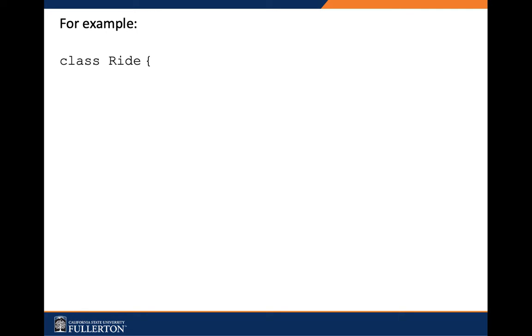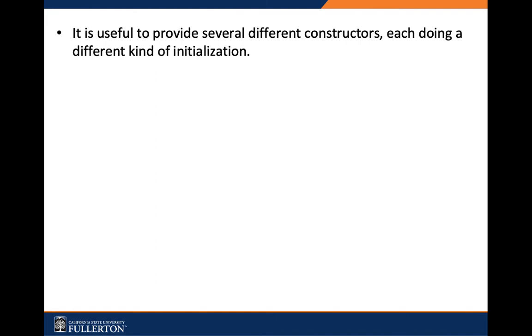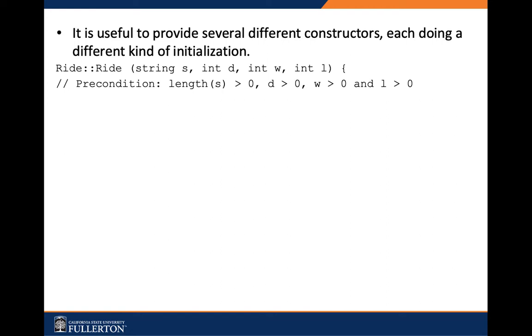For example, in the class Write, we have the default constructor, which has the same name as the class and no parameter. We can have a constructor with 4 parameters and other member functions. It's useful to provide different constructors for the same class because each can do a different kind of initialization. For example, the constructor with 4 parameters will initialize the data members of the calling object according to the parameters.